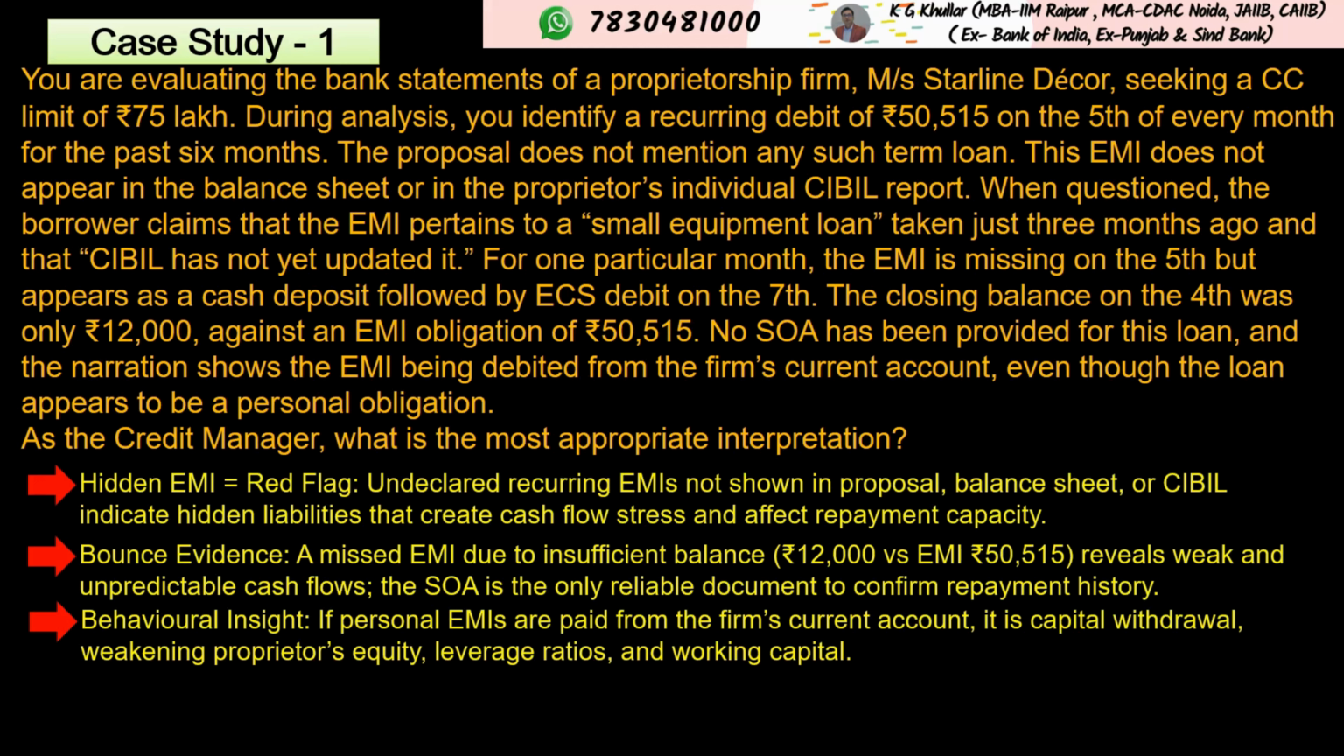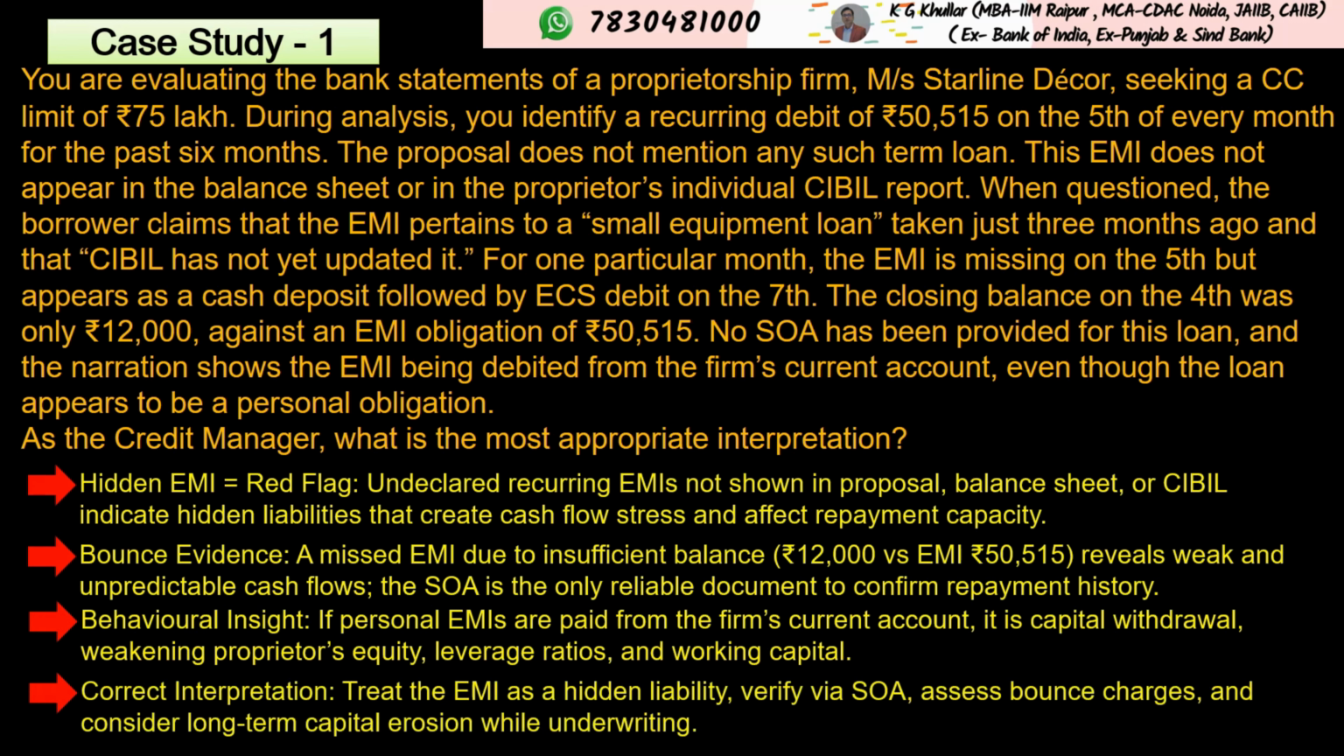Now friends, in credit analysis, this behavior immediately tells you that the borrower's cash flows are not strong or predictable. And the first thing you should do is to demand the statement of account because statement of account is the only document that proves the actual repayment history. That is whether it's delays, penal interest or bounce charges. As I always say, repayment schedule is just a plan but statement of account is the reality.